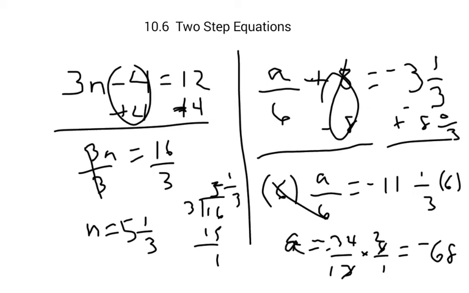Another way you might do this is to do negative 11 times 6 is negative 66. And 1/3 times 6 is 2. Put parentheses in there. So it's negative 66 plus 2, and it's the opposite of 68. And this is a really short video, so this is all there is. The rest of this lesson is just a review of the other things that we've done with rational numbers in Chapter 10.